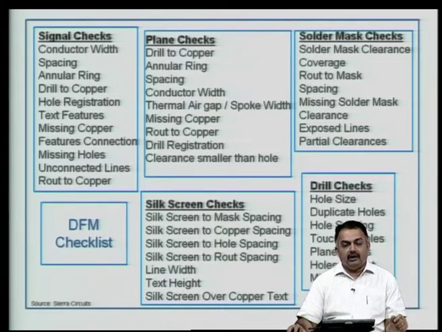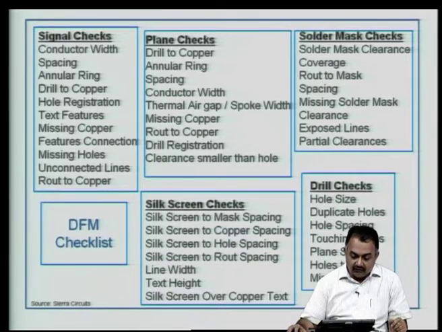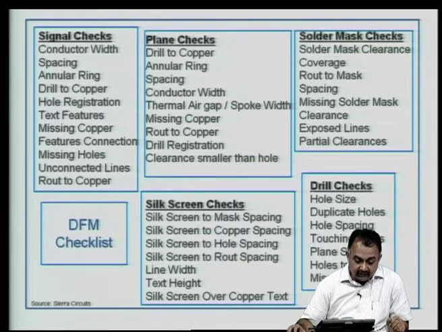Now, the design for manufacturing checklist is what I have presented here. We saw a few design rules, but if you look very carefully at the total activity in your board design, you will have opportunities to look at various parameters that you need to be worried about as a designer. One is the signal checks: conductor width, spacing, annular ring information.